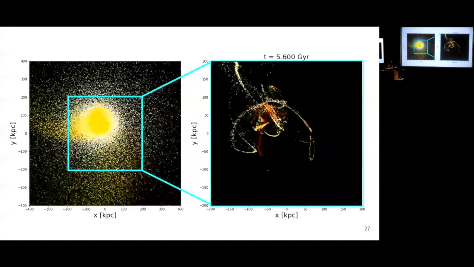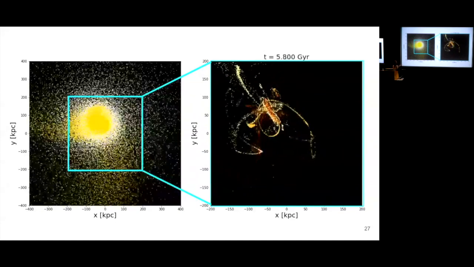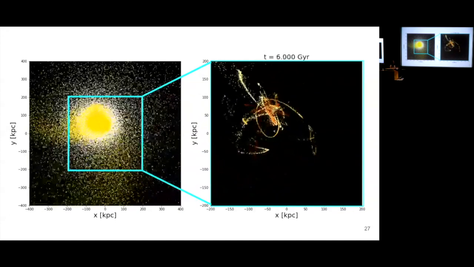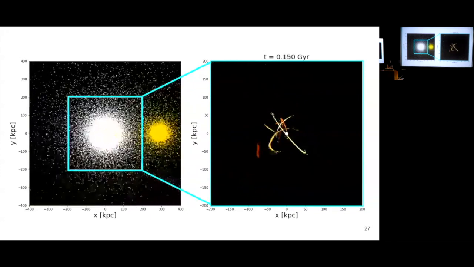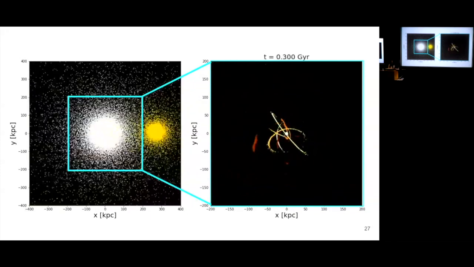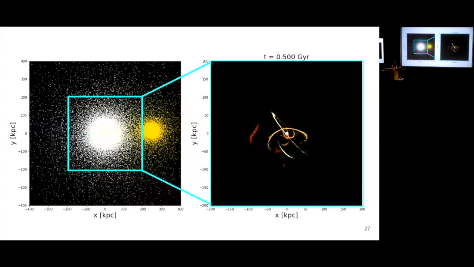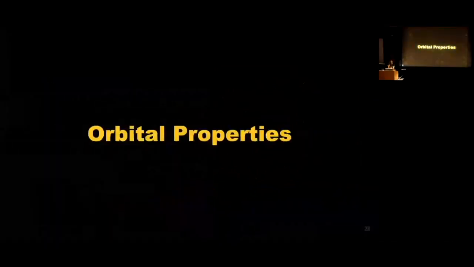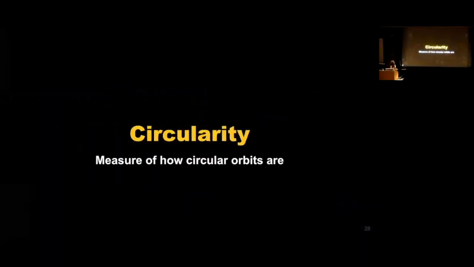Now we have somewhat of an idea about how the merger is going to affect our streams. Now let us look at their orbital properties, starting with circularity. Again, to remind ourselves, it is a measure of how circular the orbits are.